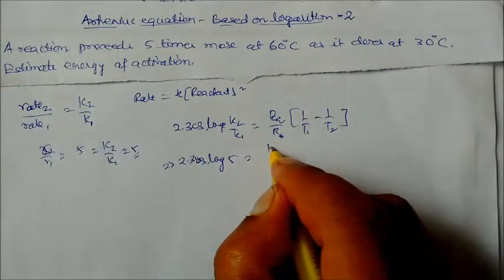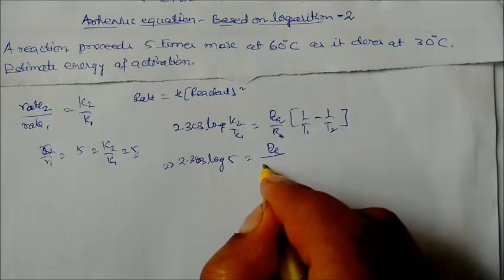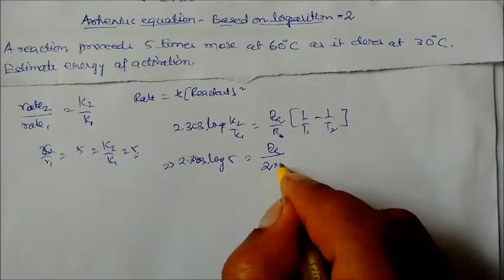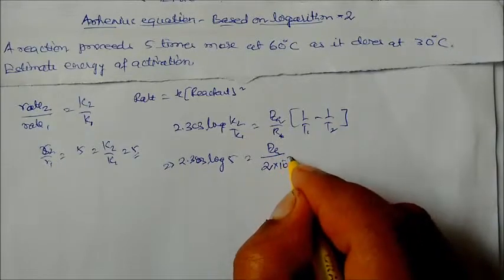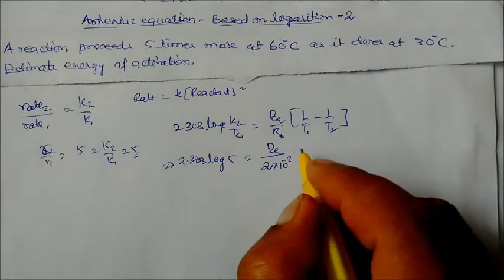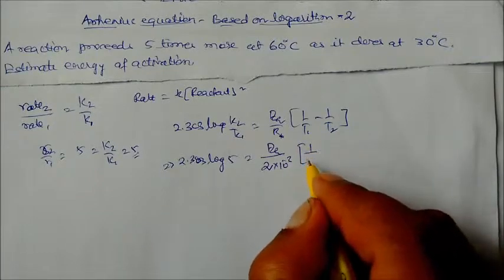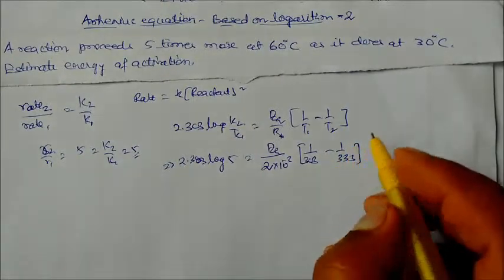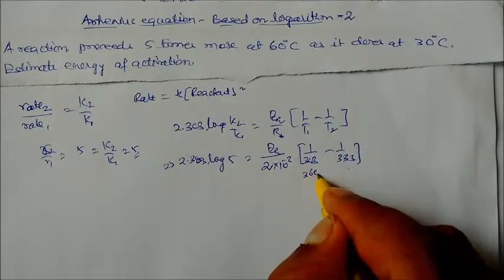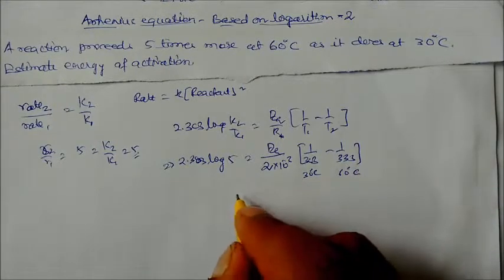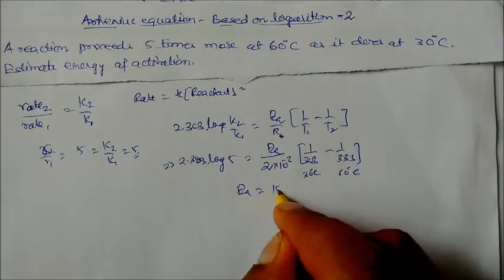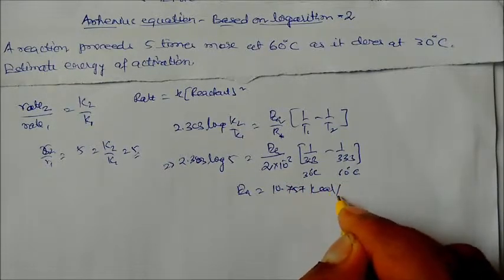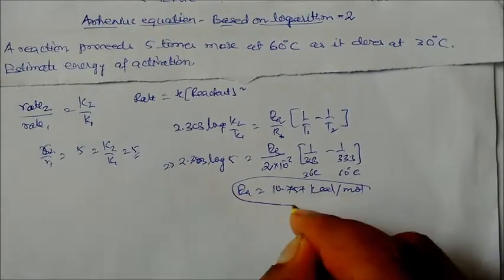We need to find EA, and R is given here. If you want to find it in calories, write 2 into 10 to the power minus 3, so this will be in kilocalorie. Then 1 by the lower temperature, that is 303, minus the higher temperature, 333. Why 303? Because this is 30 degrees centigrade and this is 60 degrees centigrade. On solving, the activation energy will be 10.757 kilocalorie per mole. So this is our answer.